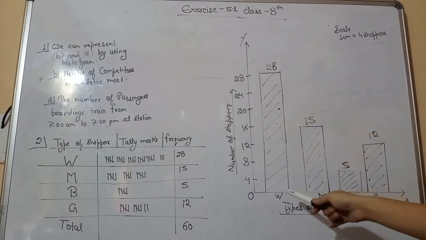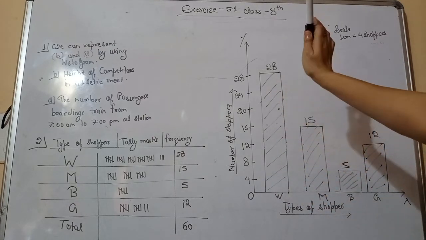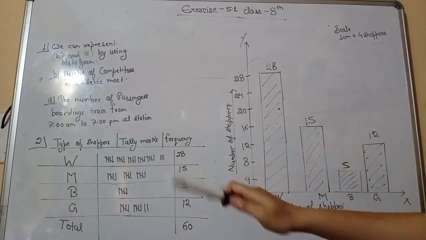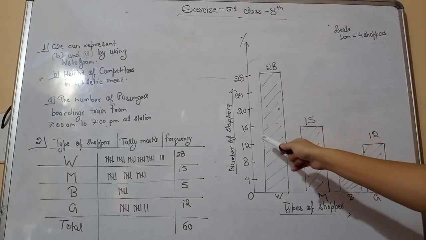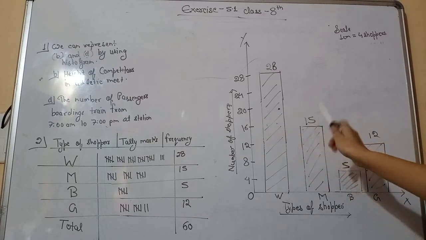Now how many total women came? Total 28. So we will construct a bar which will reach up to 28. Same for men. How many men shoppers? There are 15. So we will construct a bar which will reach 15. Here there is no 15, so when you slide down to 16, it will give us 15.